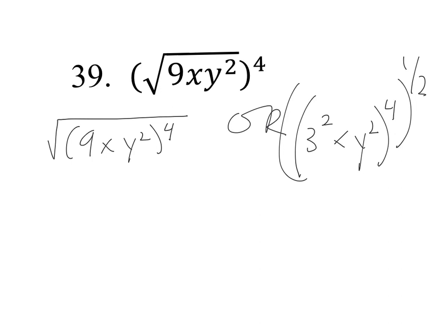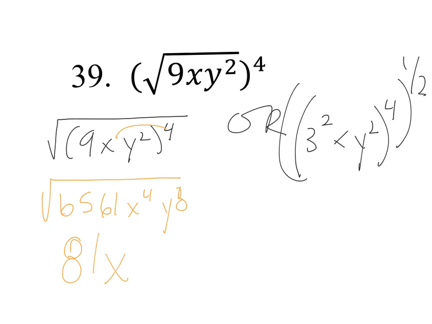If I do it with the root, I could do 9 to the 4th power, which would give me the square root of 6,561. Then my power to a power here would give me x to the 4th, and my power to a power here would give me y to the 8th. And then taking the square root of that, if you take the square root of 6,561, you get 81, and then the square root of x to the 4th is x squared, and y to the 4th.